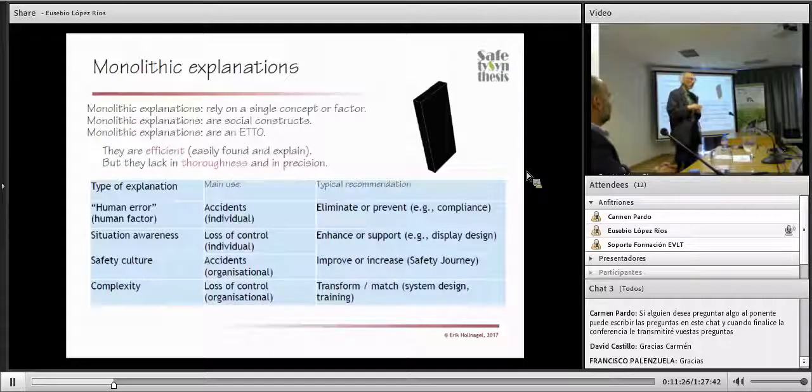And we can call these explanations monolithic explanations, like the monolith there, like, you know, if you remember the science fiction film 2001, there was a big monolith there. So we like something that's a single, simple cause, and that explains it. It's too much to think of two things at the same time, or three things, or 10 things. So we always try to find a simple cause.